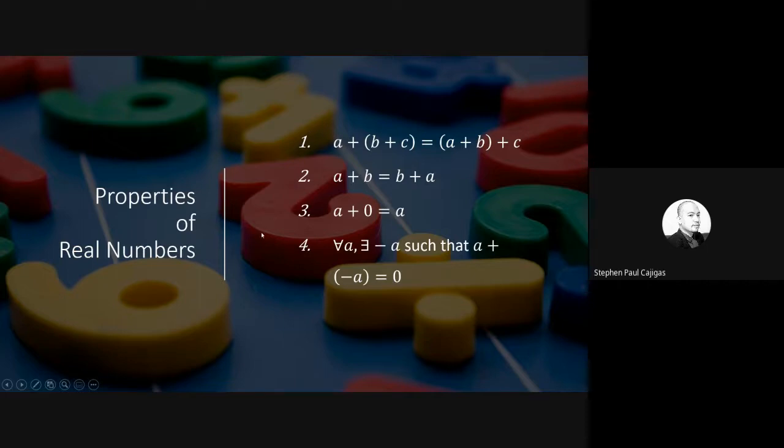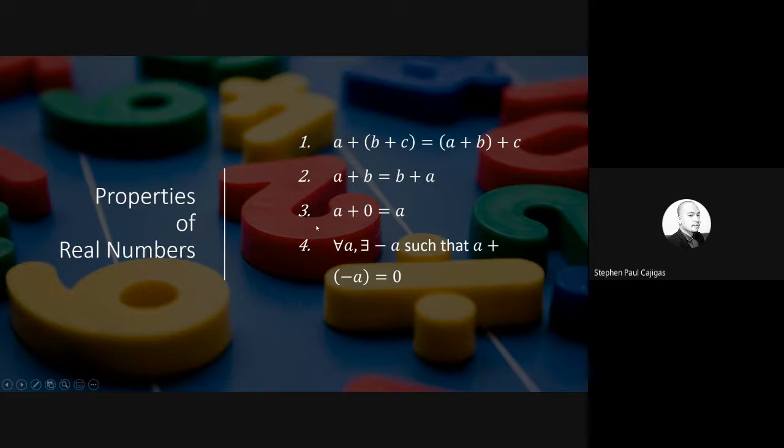So these are the properties of real numbers. The first property, this is very common. This is the associative property of real numbers with respect to addition. The second property is the commutativity property of real numbers with respect to addition. So if you add two numbers, a plus b, then that is the same value as b plus a.